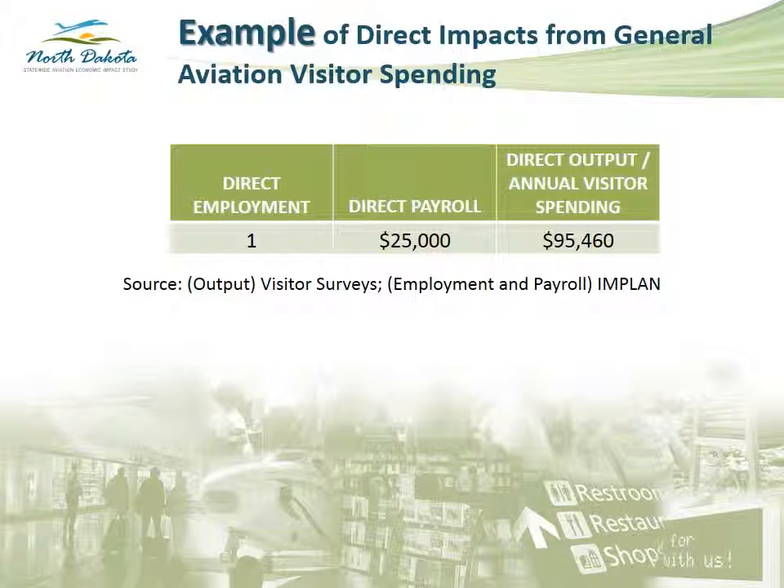For our general aviation visitor spending example, the 1,594 visitors spent $95,460, which according to the Input-Output model supports one direct job that had a direct payroll of $25,000. You can view the estimate of direct general aviation visitor economic impact for your own airport. The example that we have discussed would be for a smaller general aviation airport. Many airports have general aviation visitor impacts that are significantly higher than this example. But there are also a few study airports that had no measurable impact in this category.